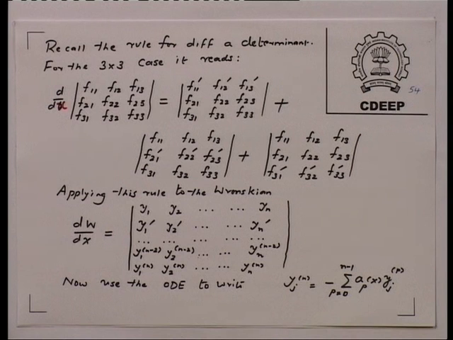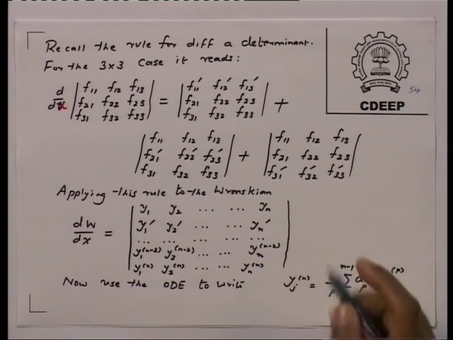So apply this rule to the Wronskian. What is going to happen? If I differentiate the first row of the Wronskian, then the first 2 rows will be identical. If I differentiate the second row, then the second and the third row will become identical. So out of the n determinants that arise, n minus 1 of them are 0, only the last one will remain. So the result is, you keep all the first n minus 1 rows intact and differentiate the last row. This is exactly what you will get.